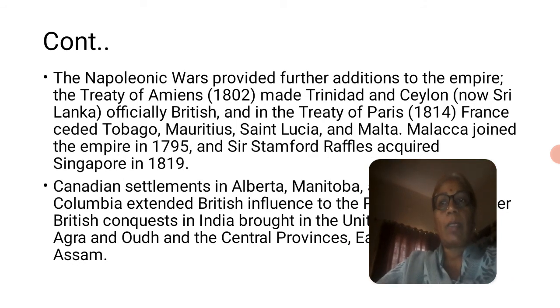The Napoleonic Wars provided further additions to the empire. Canadian settlements in Alberta, Manitoba and British Columbia extended British influence to the Pacific, while further British conquests in India brought in the United Provinces of Agra and Awadh and the central provinces, East Bengal and Assam. The 19th century marked the full flower of the British Empire.